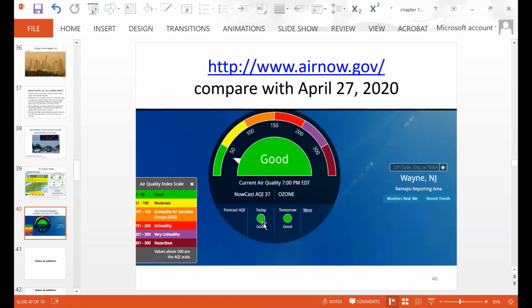So that day was good. It was good here. Okay. So you can go to the website airnow.gov and you could type in a zip code and you can see what the air quality is.